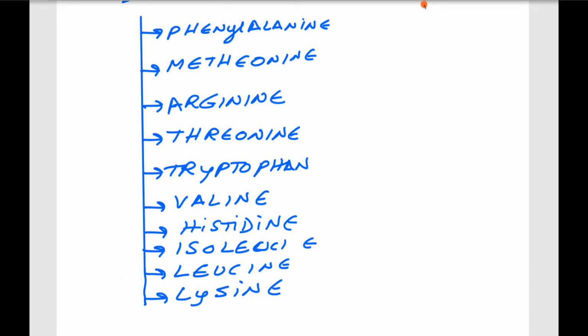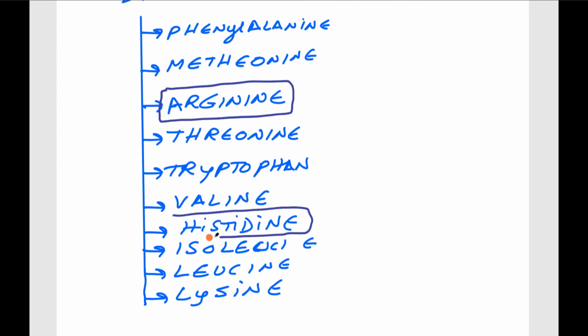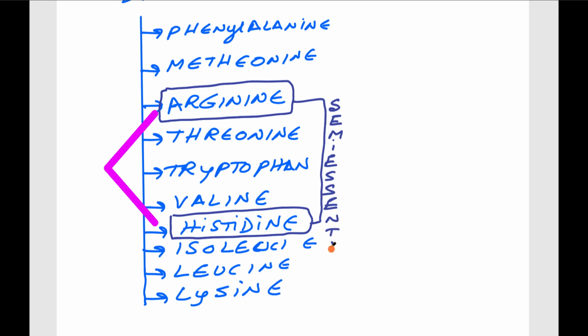Out of these 10 amino acids, there are 2 amino acids that we call semi-essential amino acids. They are arginine and histidine. They are called semi-essential. Why are they called semi-essential? Because they are partially synthesized, but their quantity is insufficient to support the growth in children.